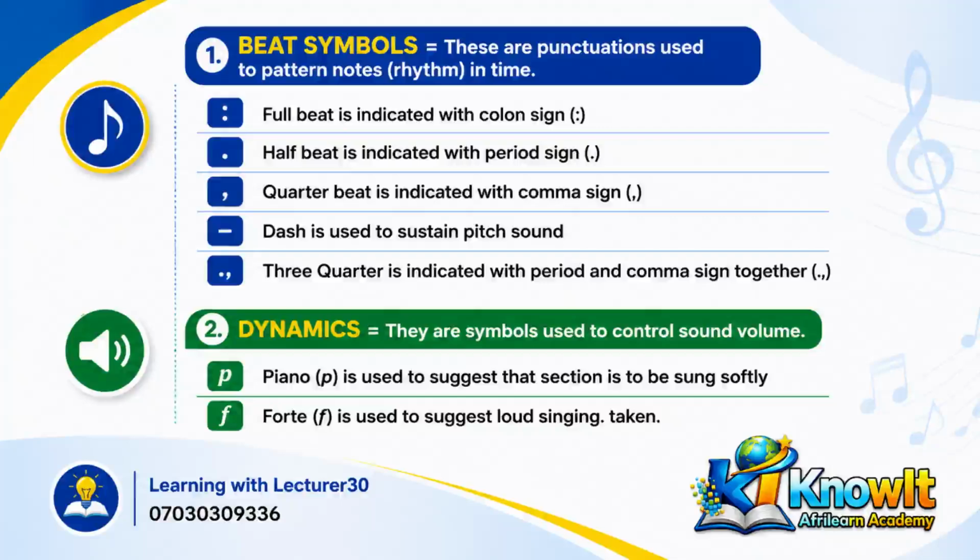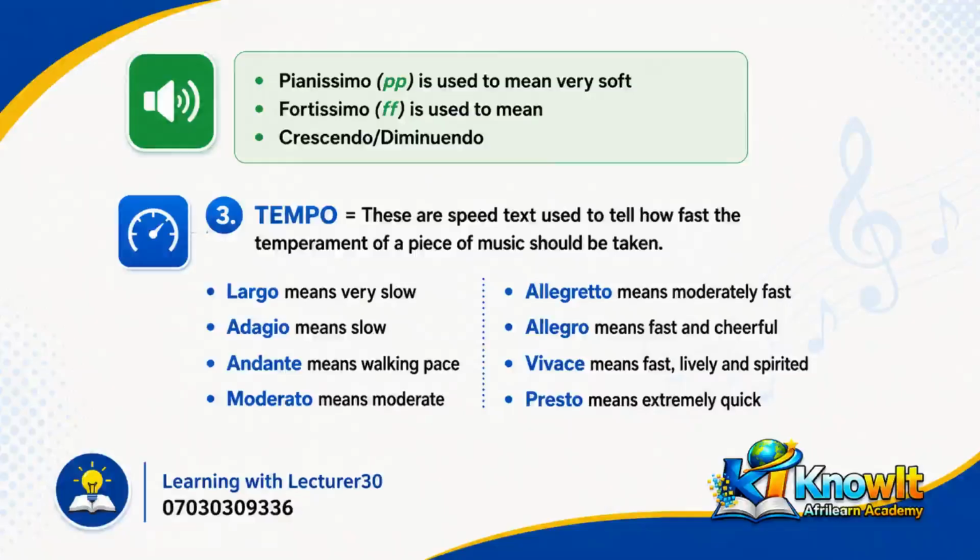Now there are also symbols that suggest dynamics. Dynamics emphasize volume, how loud or soft a sound should be. So we have piano for soft, forte for loud, pianissimo for very soft, fortissimo for very loud, crescendo for a rising volume, diminuendo for a falling volume. Meaning gradually rising for crescendo, diminuendo gradually fading out.